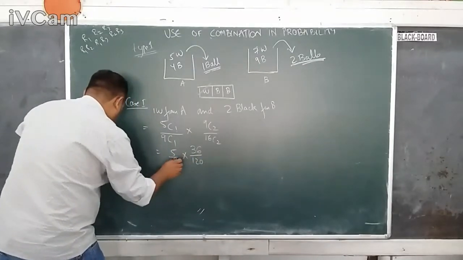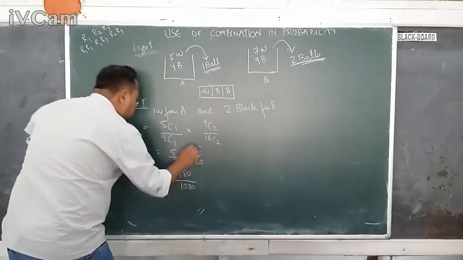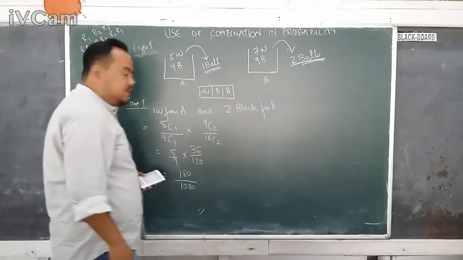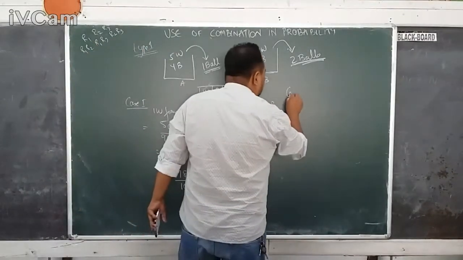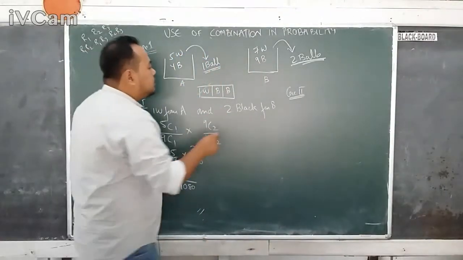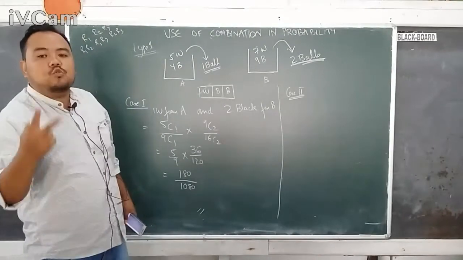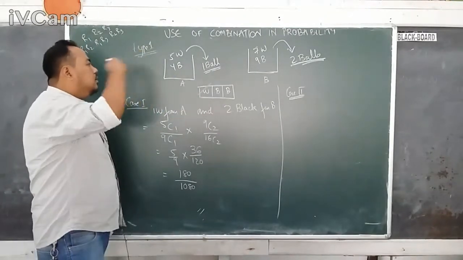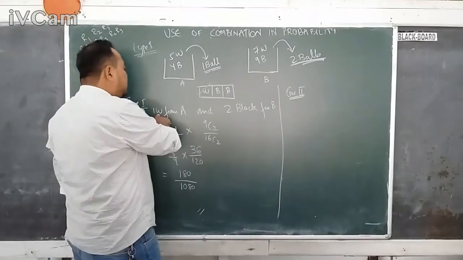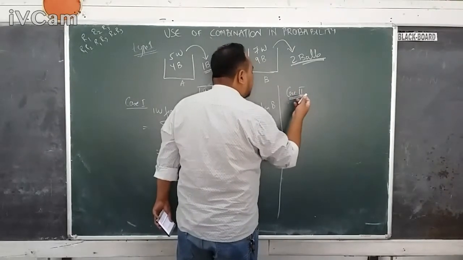The first answer comes to 180 divided by 1080. Don't waste time cancelling because I want the LCM to be the same. Is that clear? Okay. Case 2. Why case 2? Because the thing you need to understand here is that when you draw one ball from bag A, we can have two possible cases. Either the ball is white or the ball is black. I have already taken a case in which the ball could be white. Now I am going to take a case in which the ball could be black.